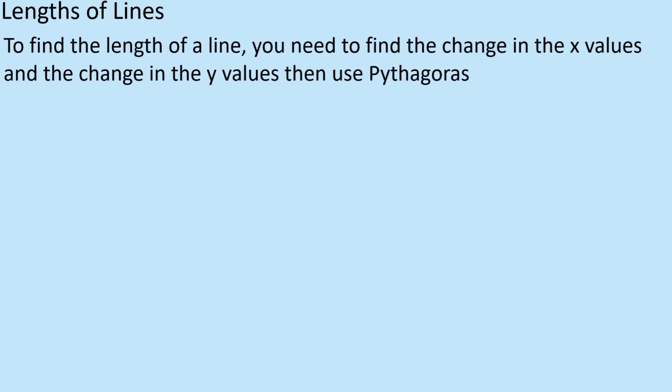They're going to give you a bit of information and ask you to work out the length of a line. So we're going to look at how to work out the length of a line, probably between two coordinates, or maybe something that's drawn. Let's have a look in terms of where I'm going with it so you'll understand. To find the length of a line, you need to find the change in the x values and the change in the y values, and use Pythagoras. You can probably see straight away where I'm going with this one.